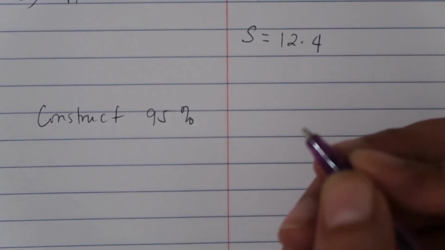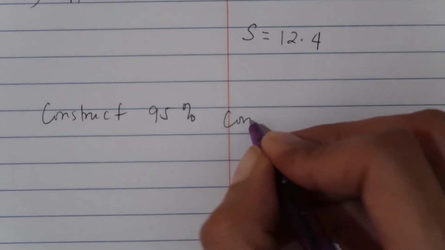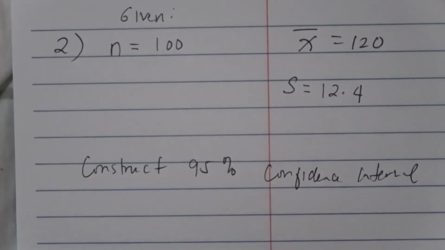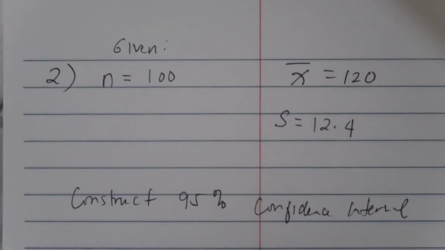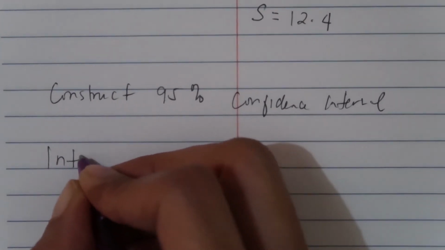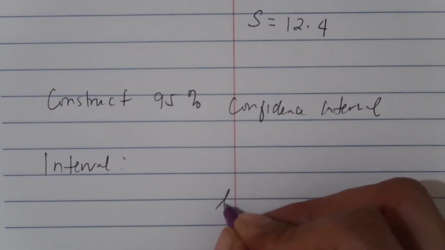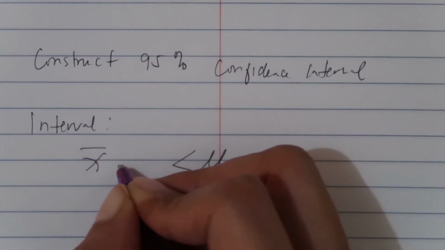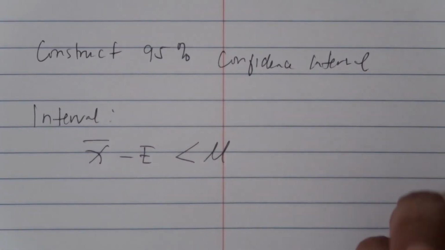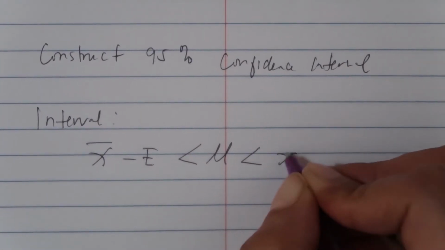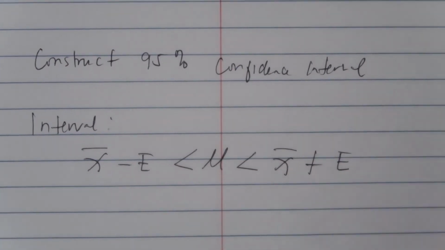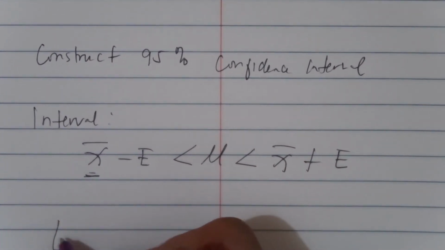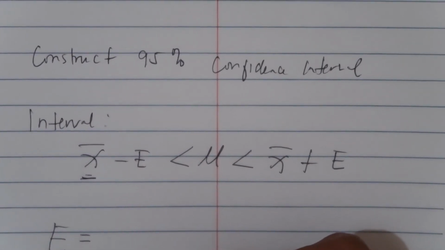Construct or estimate the 95% confidence interval. So how do we construct or estimate the 95%? So interval will be mu, or the population mean, is greater than the sample mean minus the margin of error, but less than the sample mean plus the margin of error. Okay, we already have the value of the sample mean. The only missing is the margin of error. So how do we solve for the margin of error?